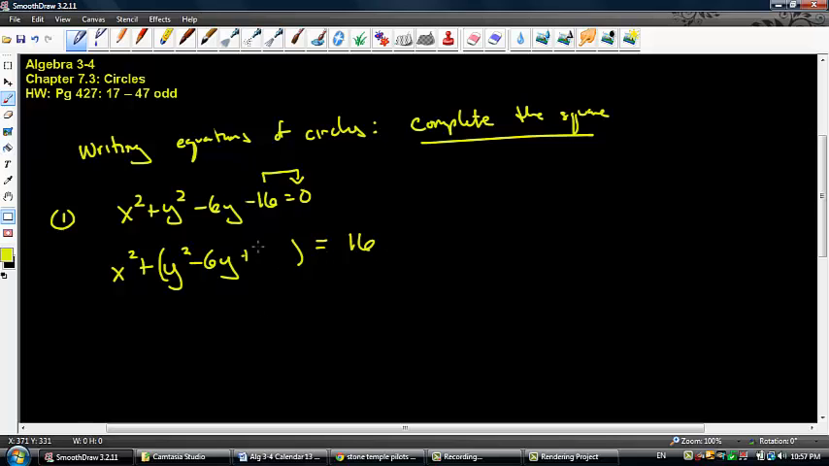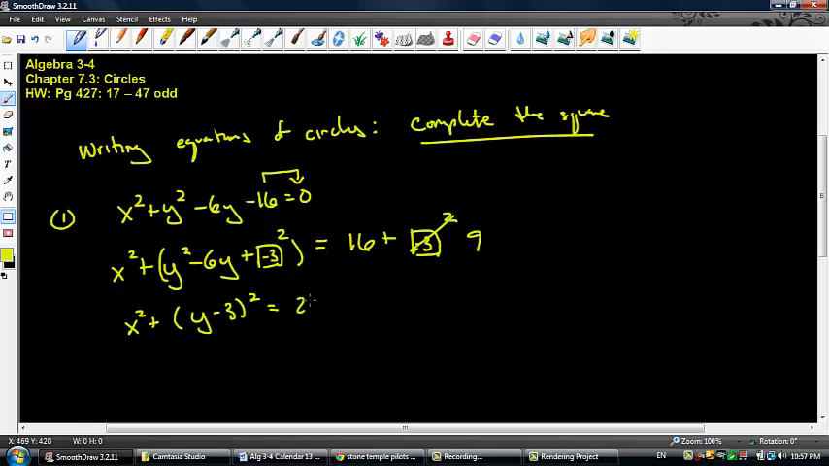Now, on each side, I'm going to add the box. Remember, what goes inside the box is half the middle term. Half of negative 6 is negative 3. Because there's nothing out here for the 3 to interact with, I don't need to multiply by anything here. So what I end up with is x squared plus (y minus 3) squared equals, this is 9.